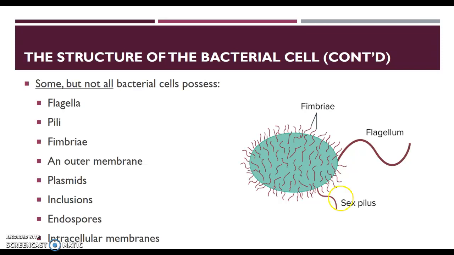Some bacteria also possess fimbriae. That's these hair-like structures on the outside, and these are used for adhesion to surfaces as well as to other cells, tissues, that kind of thing, and help that organism be able to attach to its location. Some bacteria also possess an additional outer membrane. Some have plasmids. Plasmids are circular, small pieces of DNA that can be found within the cytoplasm. And generally, plasmids contain genetic sequences or instructions for antibiotic resistance. Some bacteria also include inclusions.